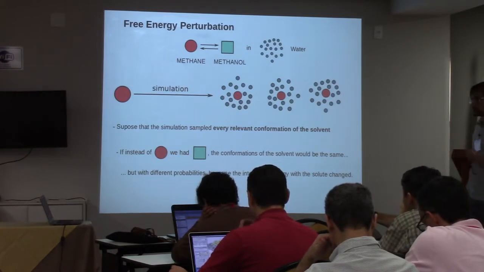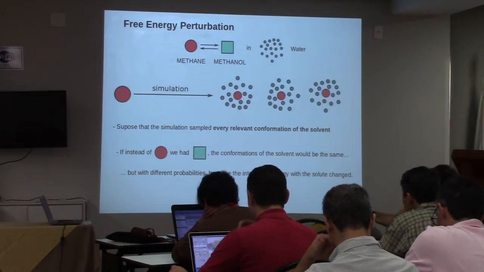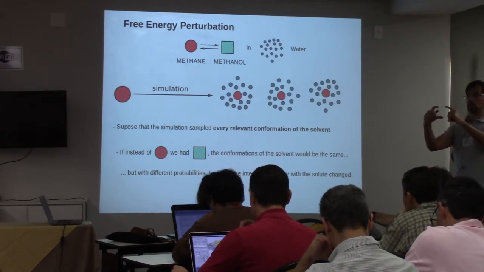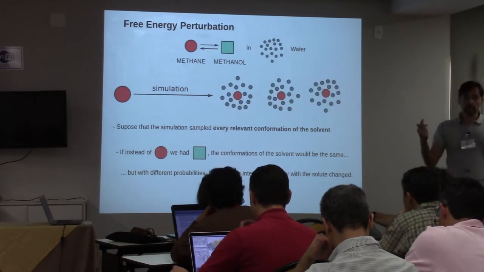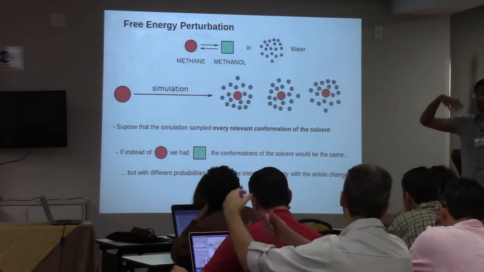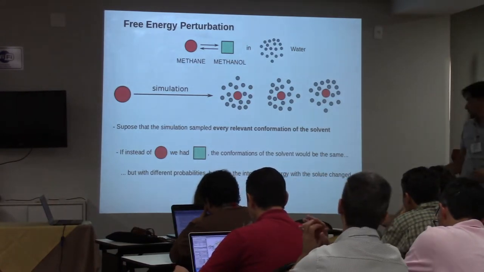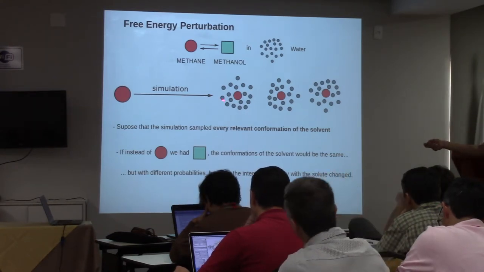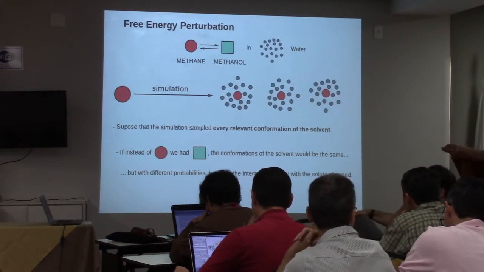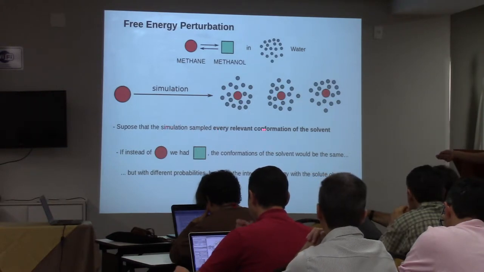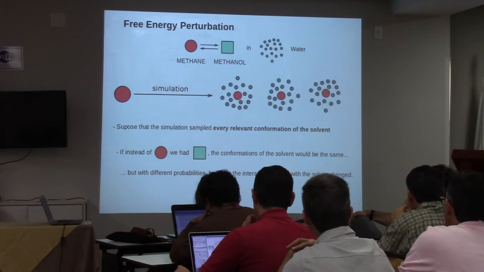So what is the idea in the free energy perturbation method? First, we start a simulation with the red ball in water. We put our red ball in water, which might be a methane molecule or anything else. The system will evolve naturally, all conformations will be sampled, and the solvent will be moving. We do the simulation long enough that we think it sampled every relevant conformation of the solvent.